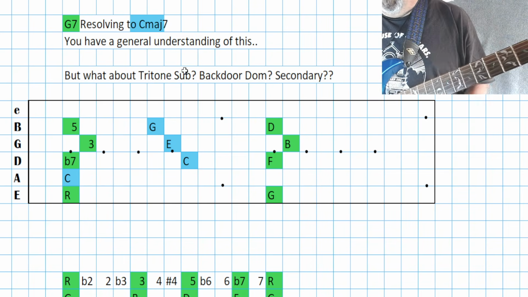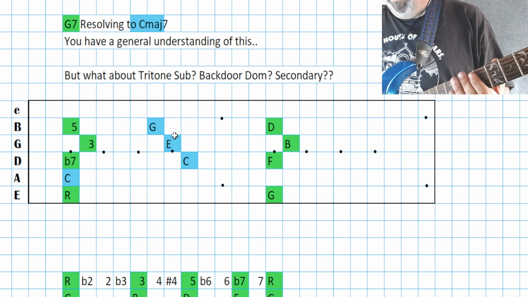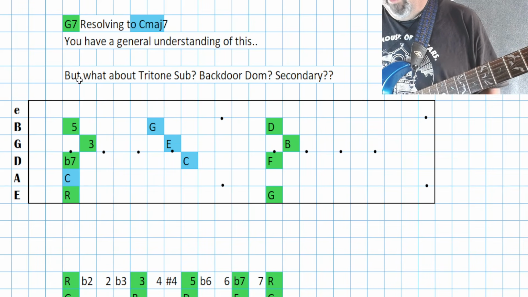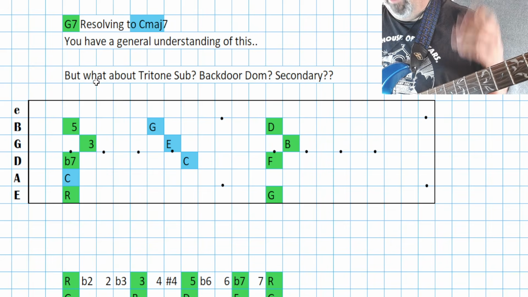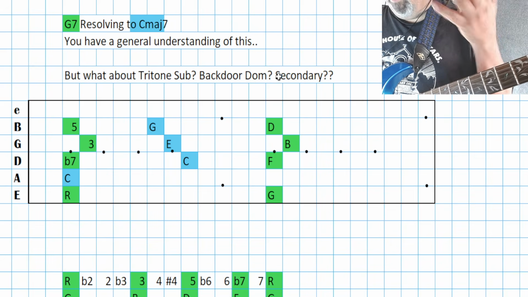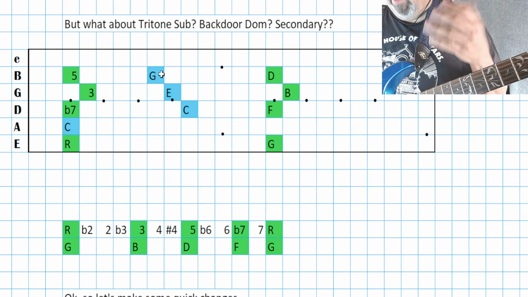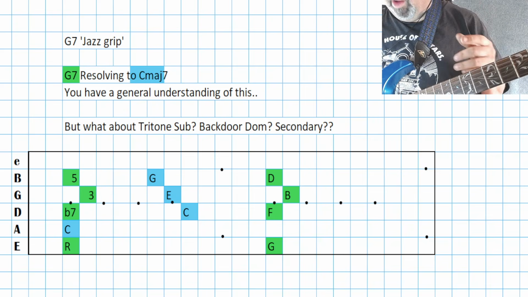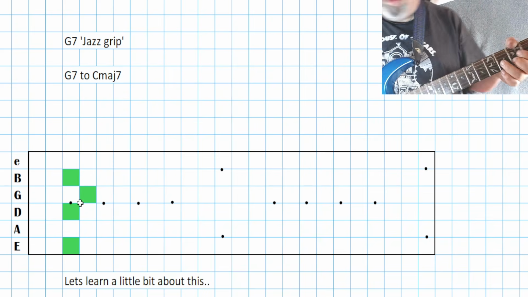And I'm just doing it's C major 7, but I'm just doing a triad there just to make everything really easy. So, anyways, you've heard about this tritone sub, backdoor dominant, secondary dominant. I just went over all that. So let's talk about this grip really quick here. I went past this page a little bit. What are we even talking about here?